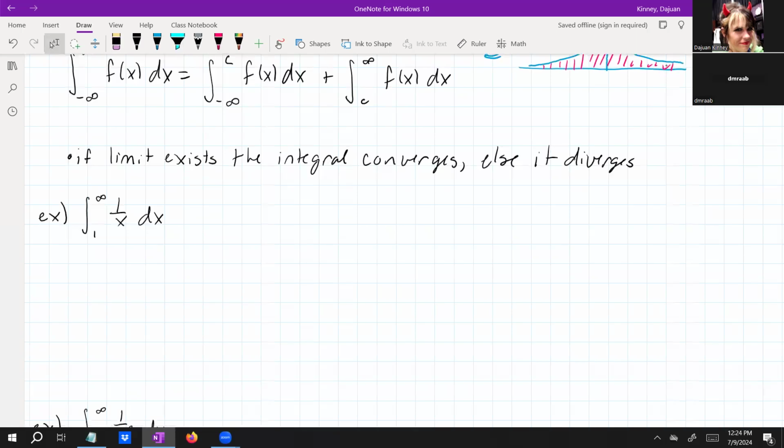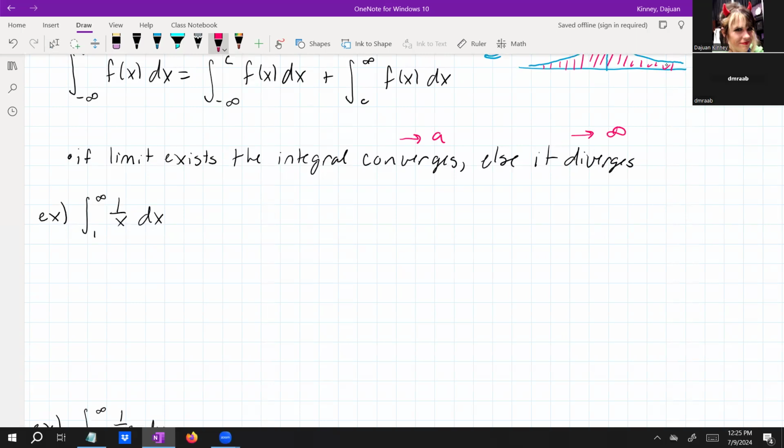If the limit of our integration exists, our series, or not series, wrong section, our integral converges. If not, it diverges. So if you recall, converges means it goes towards a certain value. Diverges means it's going to go towards infinity in the end.